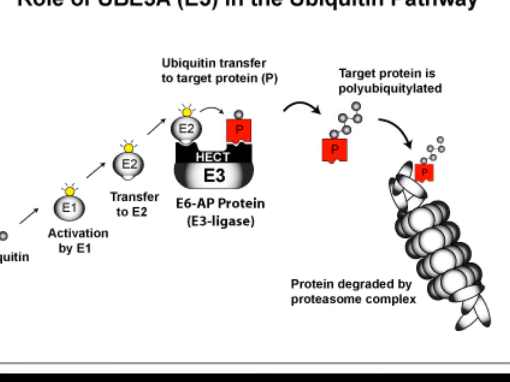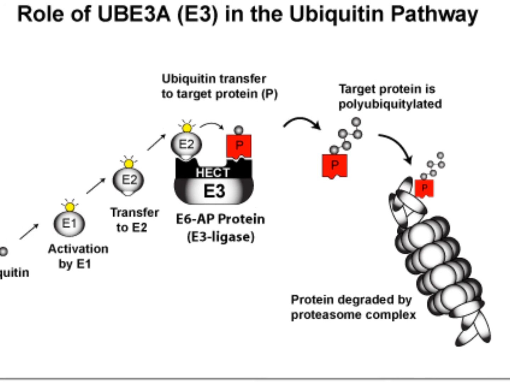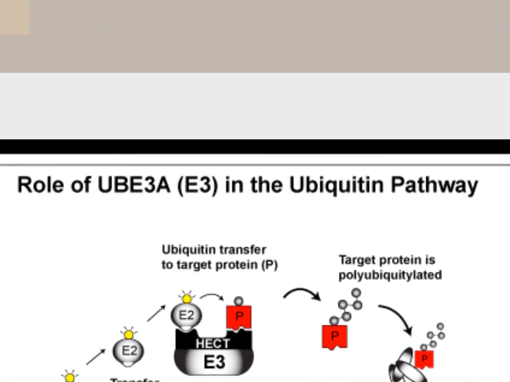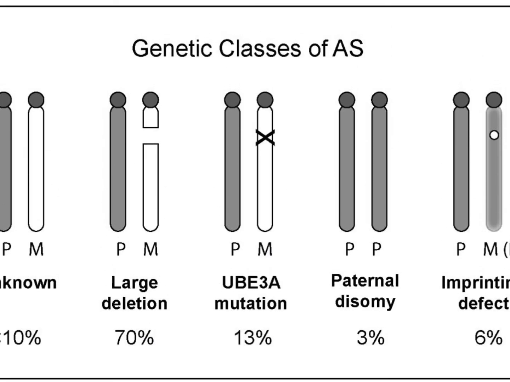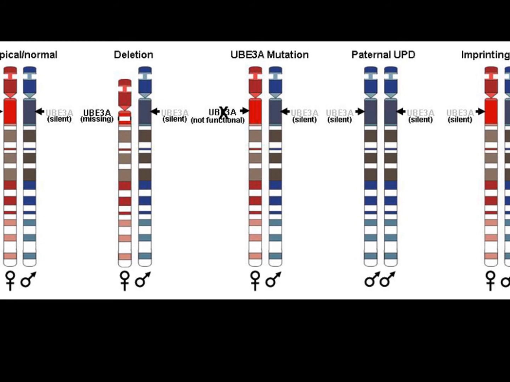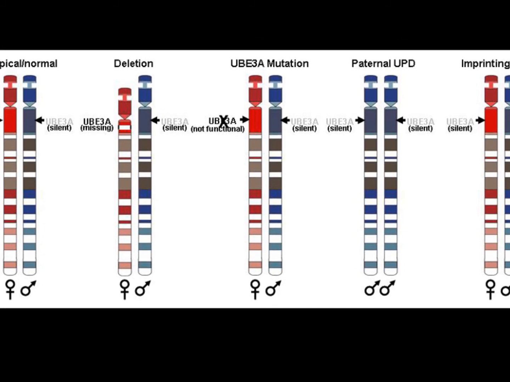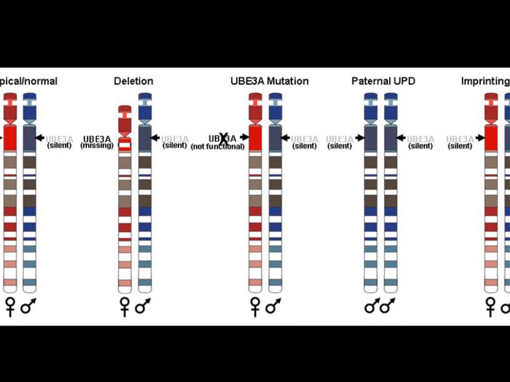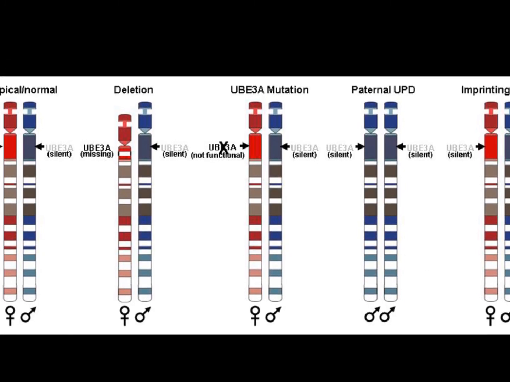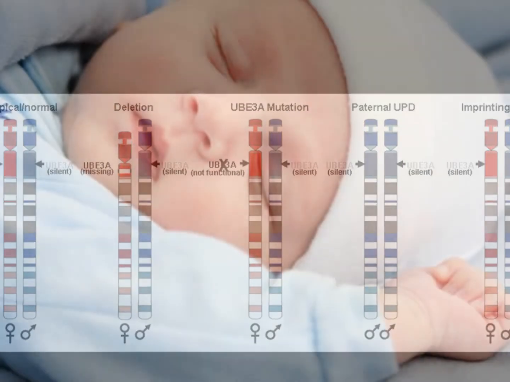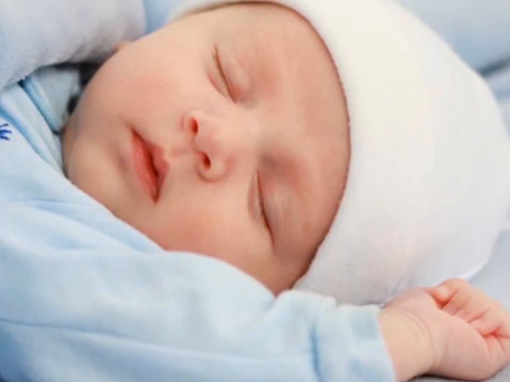Normally, only the maternal copy of the UBE3A gene is active in the brain, caused by what is known as genomic imprinting. Most cases of Angelman syndrome occur when the part of maternal chromosome 15 that contains this gene is missing or damaged. In a small number of cases, Angelman syndrome is caused when two paternal copies of the gene are inherited, instead of one paternal and one maternal copy, which is called paternal uniparental disomy.